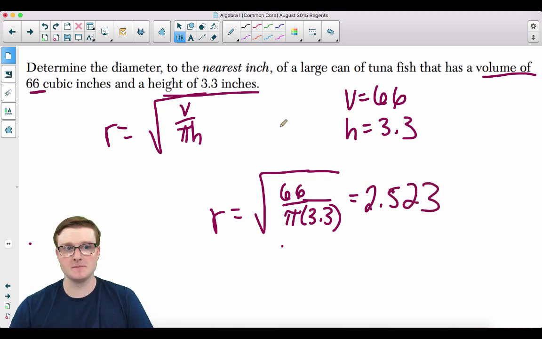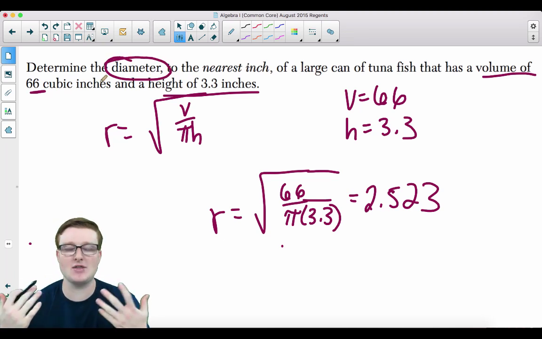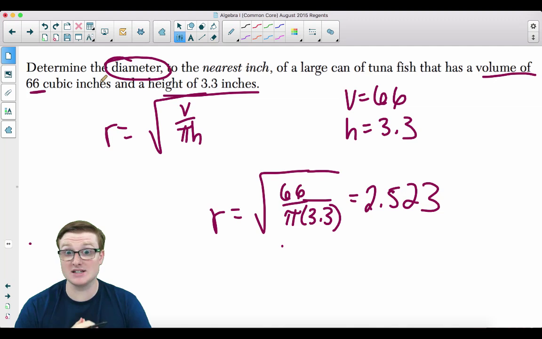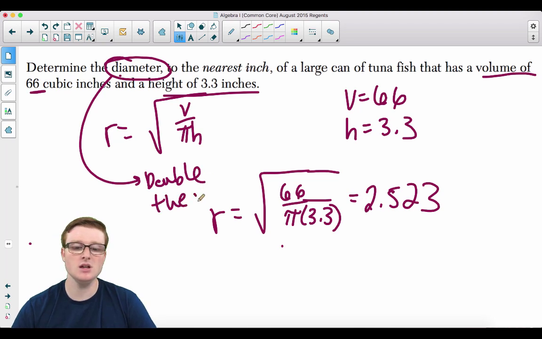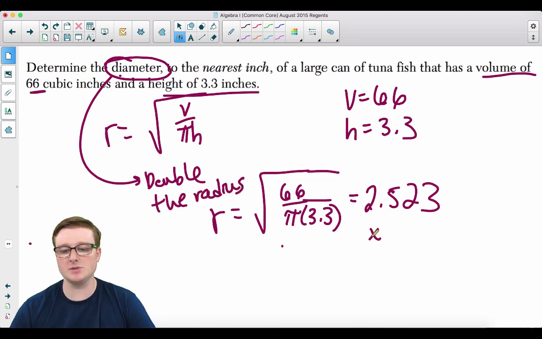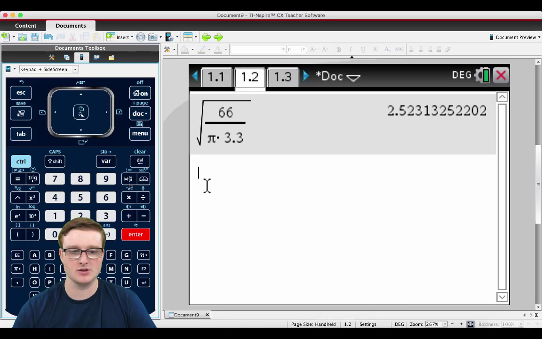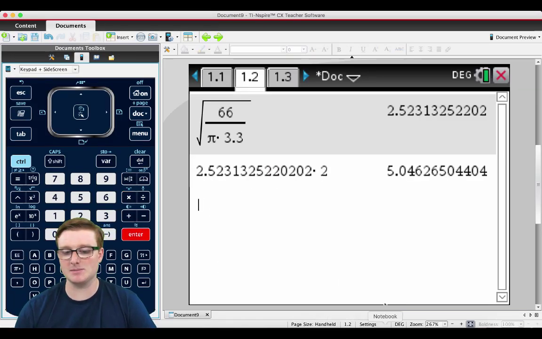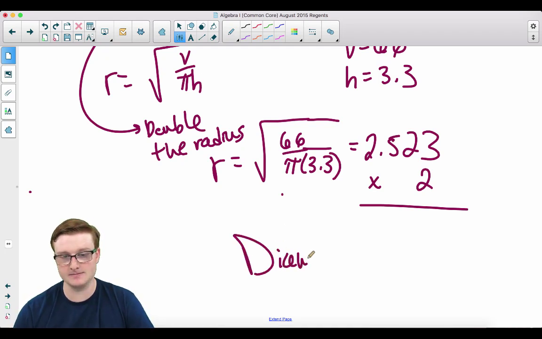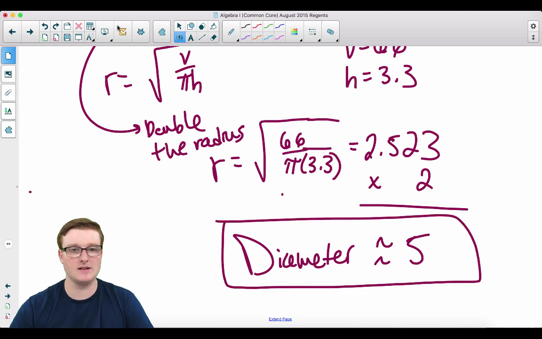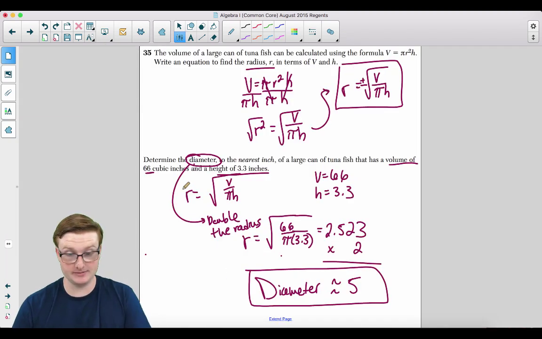Now read the question, though. Determine the diameter. I hope that you have some little mathematical background from middle school to understand that the diameter is double the radius. So all you need to do is multiply that number by 2. Your diameter is approximately equal to 5, to the nearest whole number. So your diameter is approximately equal to the number 5. And that is your answer.